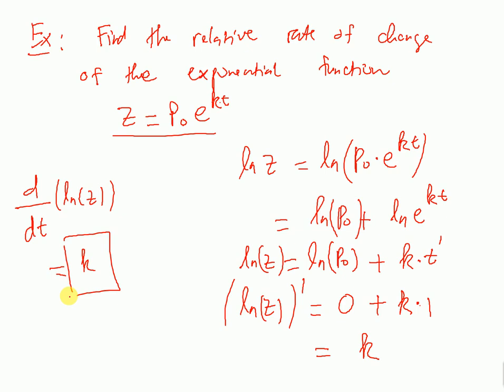So whenever they ask you to find the relative rate of change, you just have to find the first derivative of the ln of the function they are looking for. They give you this one, you find the ln of that, and then take the first derivative. That's all you have to do. Okay, so that's the end of section 3.3.